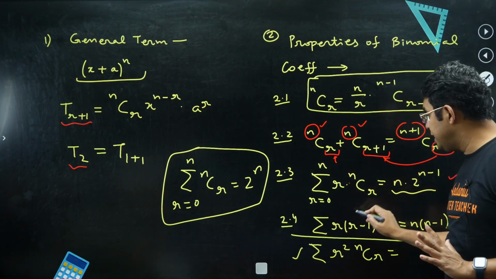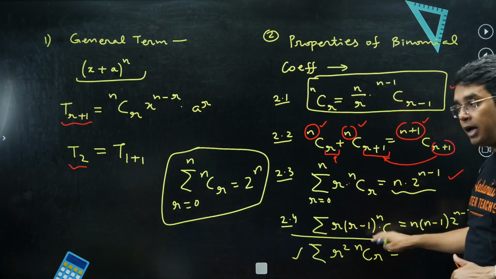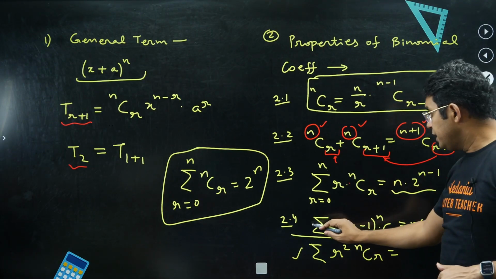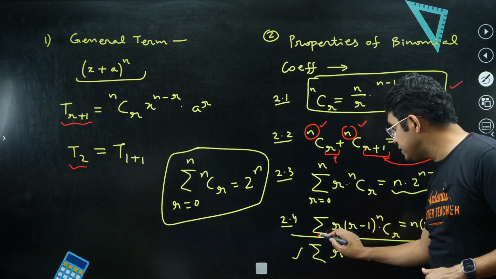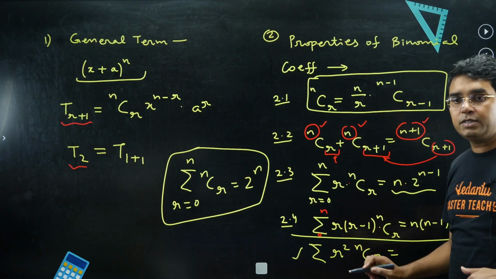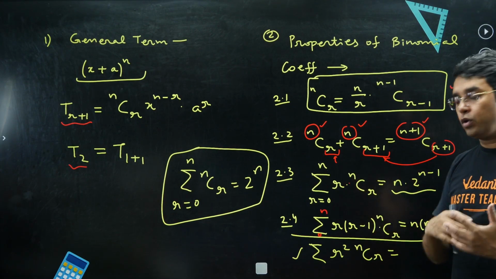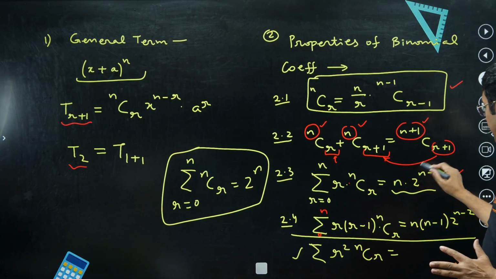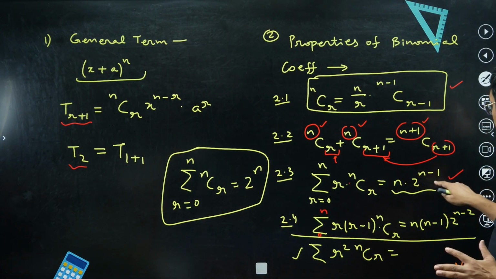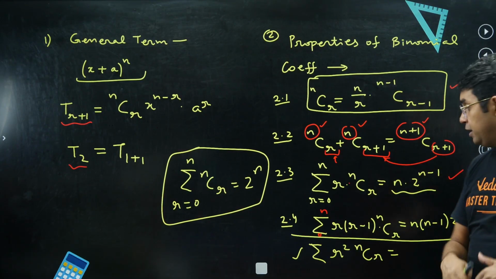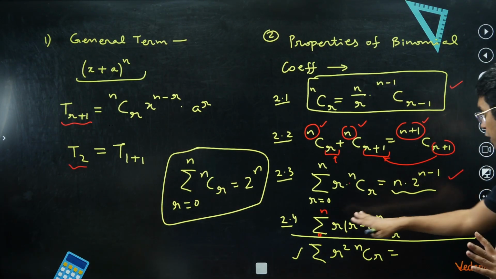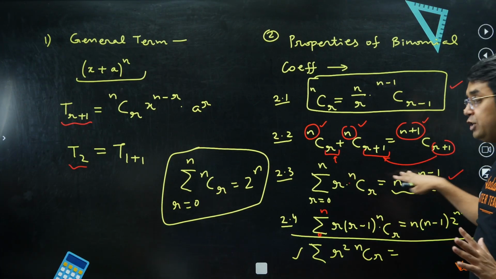If with r there is term r minus 1, that is r into (r minus 1) into nCr, and you need to do the summation from r equal to 0 to n, then you can think of the same differentiation once more. So n was already there, n minus 1 will again come here, and this power will be reduced by 1, so it will be 2 power n minus 2. So this is how you can remember these two.